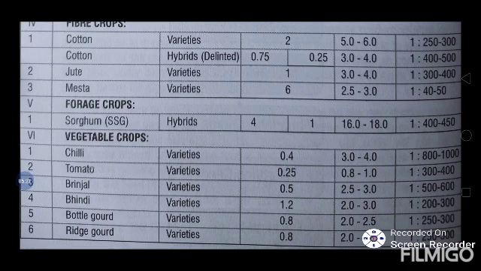Tomato, seed requirement is 250 grams, yield around 8 to 10 quintals per acre and multiplication ratio is 1 is to 300 to 400. Brinjal, seed requirement is half kg, yield expected is 2.5 to 3 quintals. Then multiplication ratio is 1 is to 500 to 600.